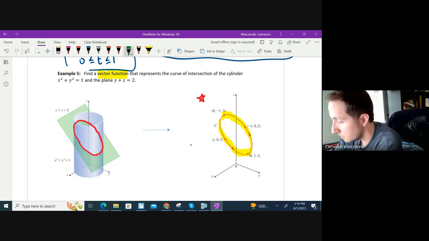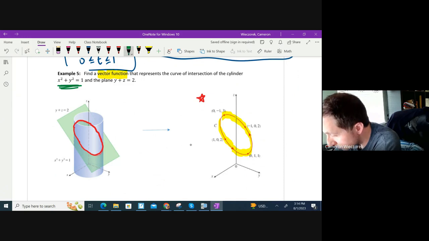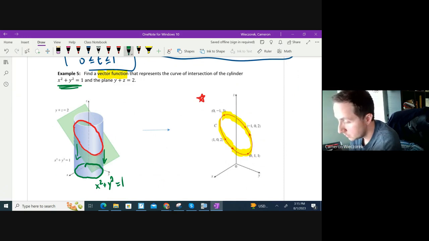And this is where your trig comes in. Makes the parametrizing a lot easier if you know your trig. x squared plus y squared equals 1. I'm going to start with that. I can easily parameterize just that projection in the xy plane. And if I think down to the xy plane here, there's my projection x squared plus y squared equals 1. When z is equal to 0, that's what I get.